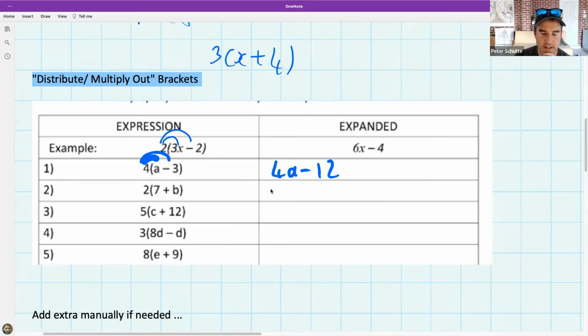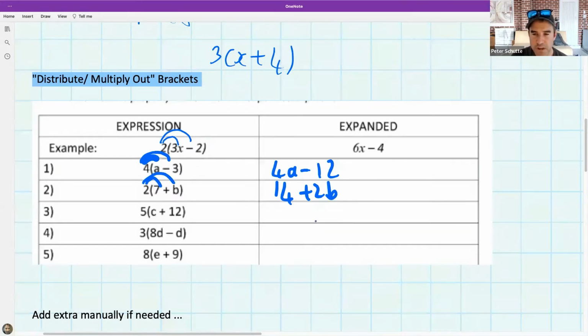Hello, sir. Hello, everyone. Tando, how's it going? I'm fine, and you? Very good, thank you. Tell me about the second one. What do you think the answer is? The answer is 14 plus 2b. I agree, because 2 times 7 is 14 and 2 times b is 2b.